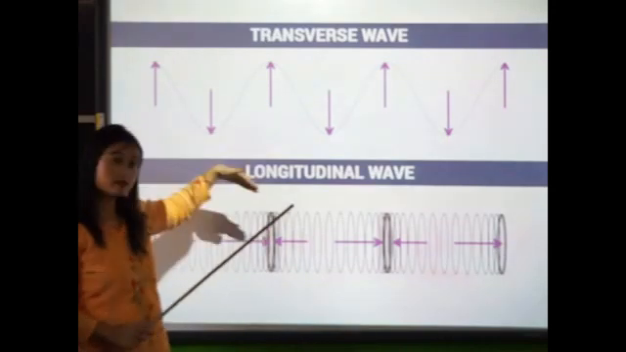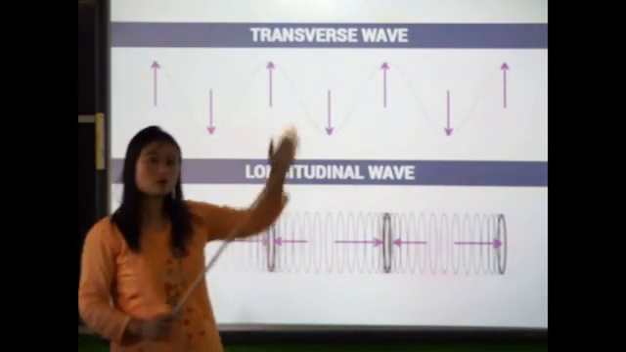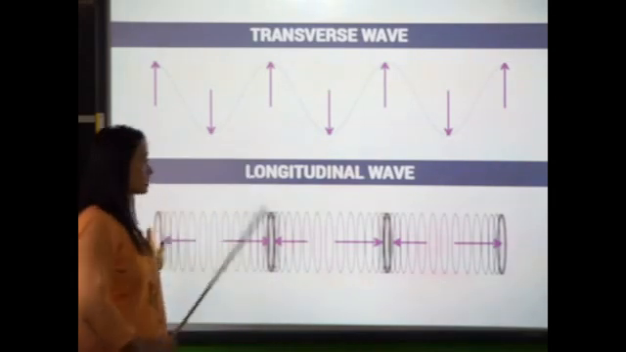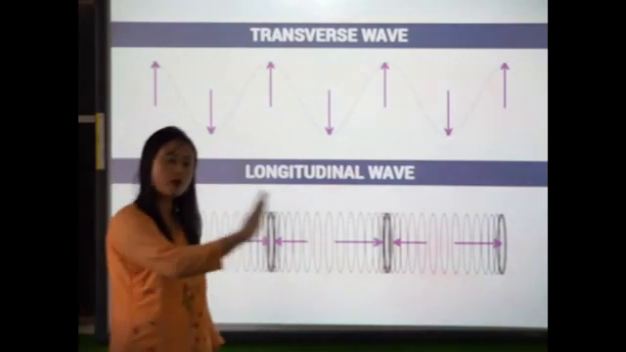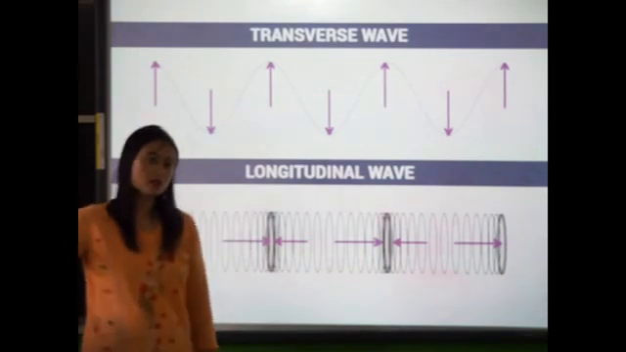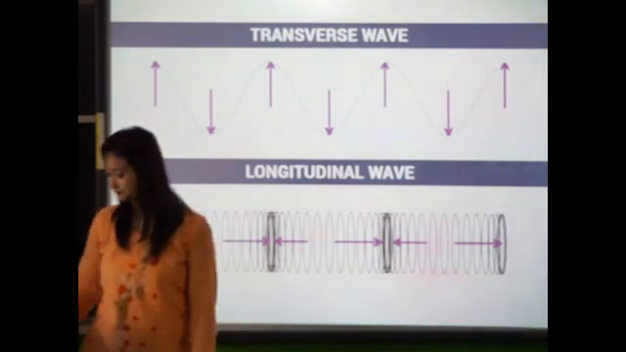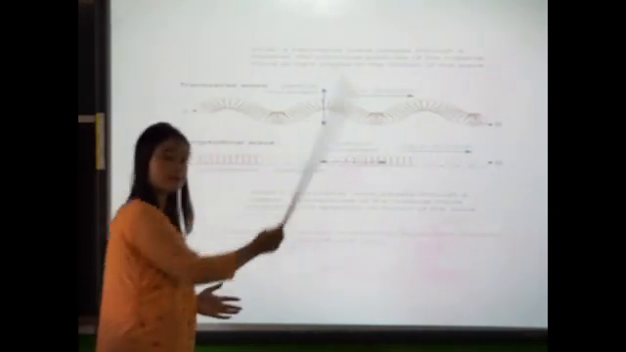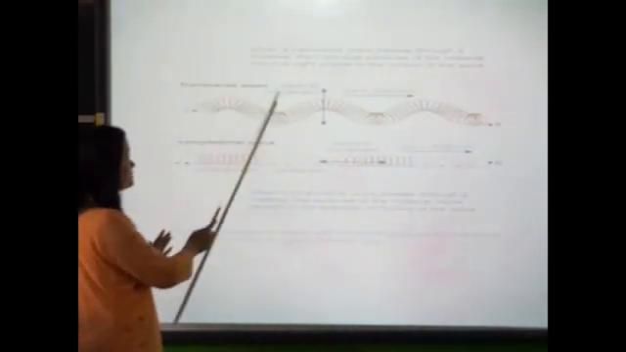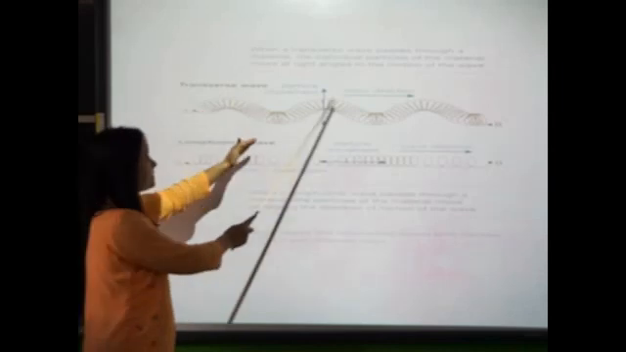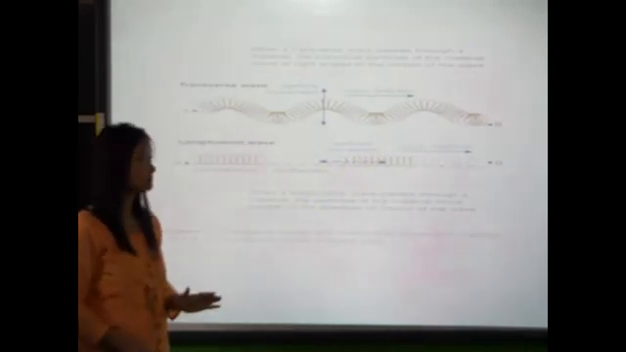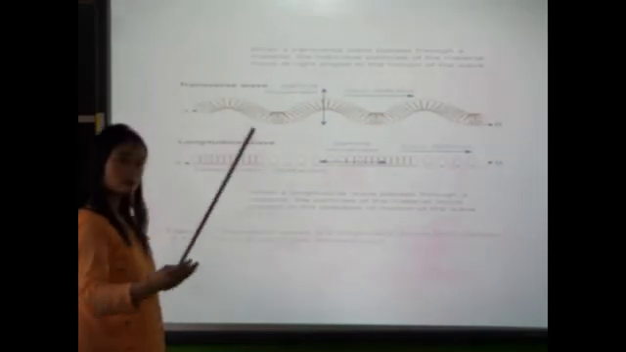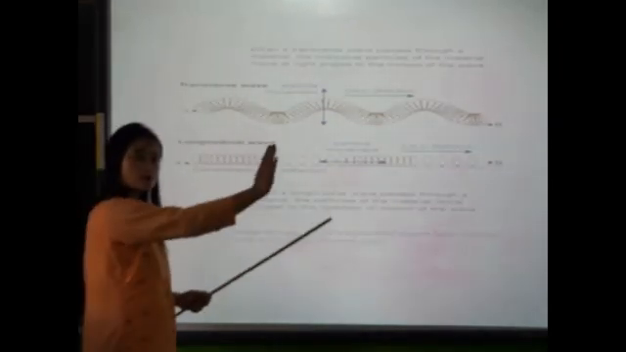Transverse wave, an example, ocean wave, the way it moves, the particles move up and down. Whereas in longitudinal wave, the particles move to and fro, like a swing. Okay, so I showed you an example last time. So this is your transverse wave. The particles move up and down, up and down. And longitudinal wave, the particles move like a swing. It moves to and fro.